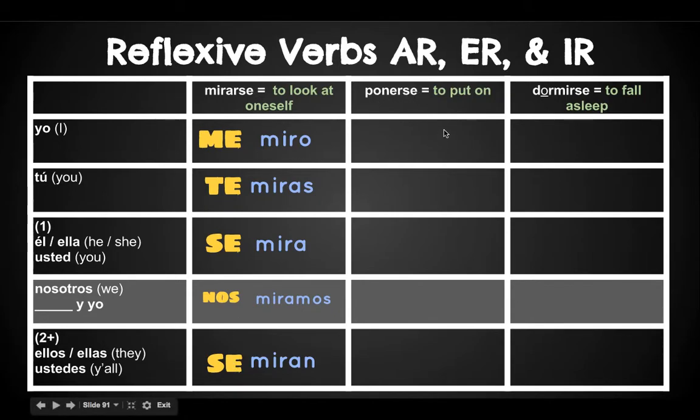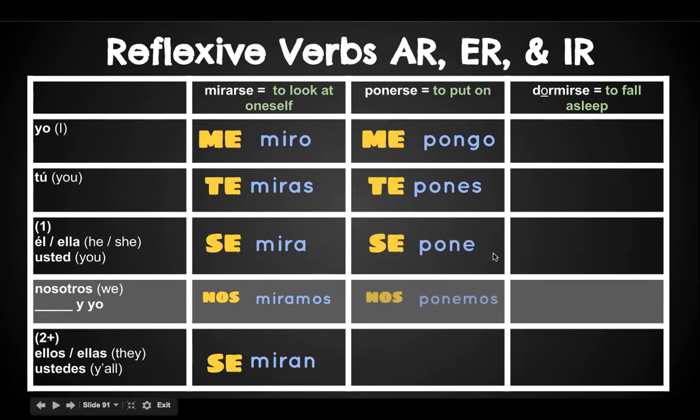Let's look at some other ones. This is an ER verb and this is an IR verb. We have yo me pongo, tú te pones, él or ella se pone, nosotros nos ponemos, ellos se ponen. So this would be I put on myself a jacket or a sweater. You put on a shirt.